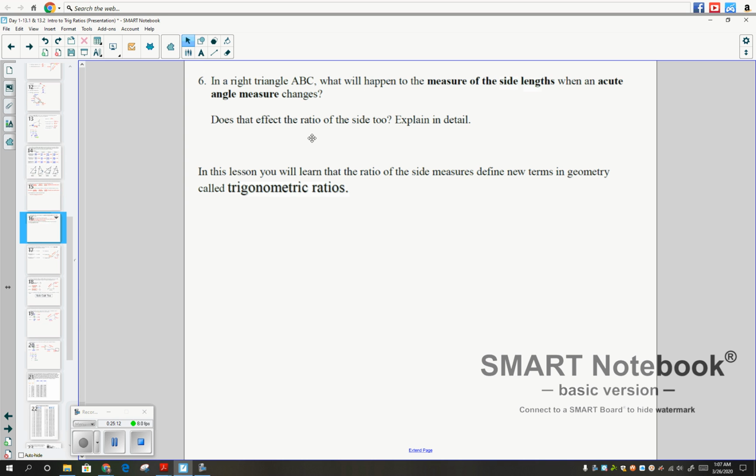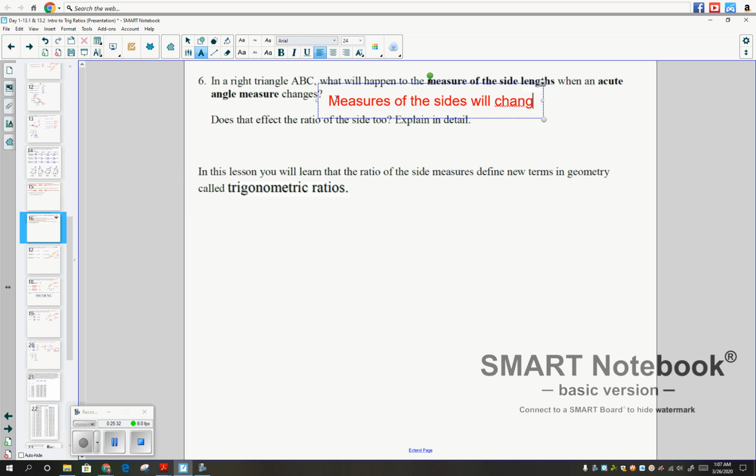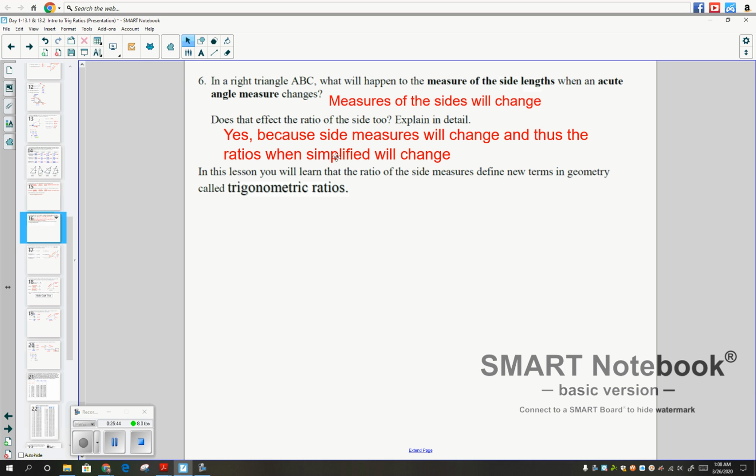In right triangle ABC, what will happen to the measure of the side lengths when the acute angle changes? Will the measures change? Yeah. The measures of these sides will change, because as the angle changes, so will the sides. So will this affect the ratios then? Yeah, it will. Because when the side measures change, the ratio, when you simplify, will change as well. So if it was maybe 3 over 5, now it became 4 over 7. They're not the same ratio.